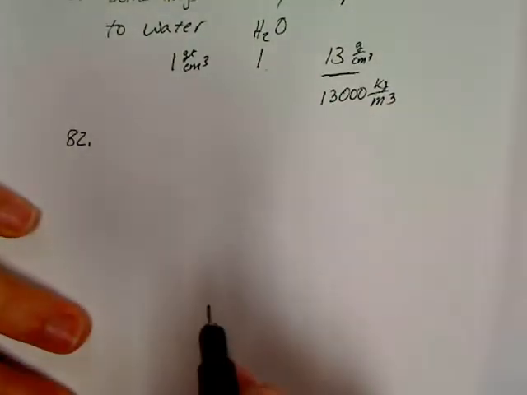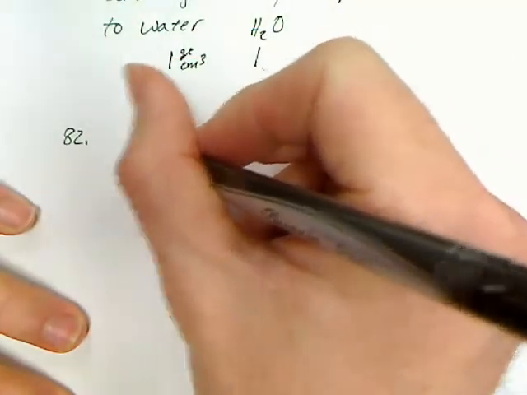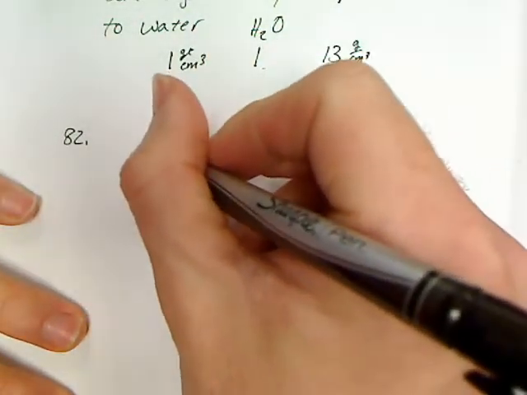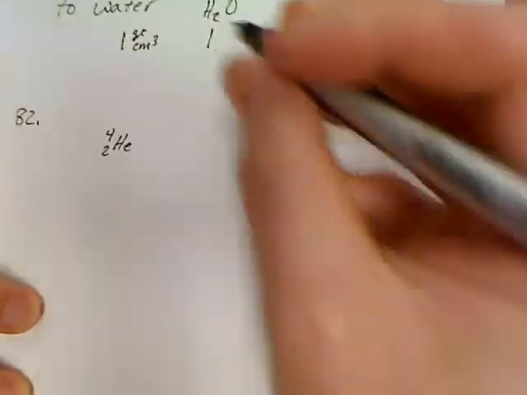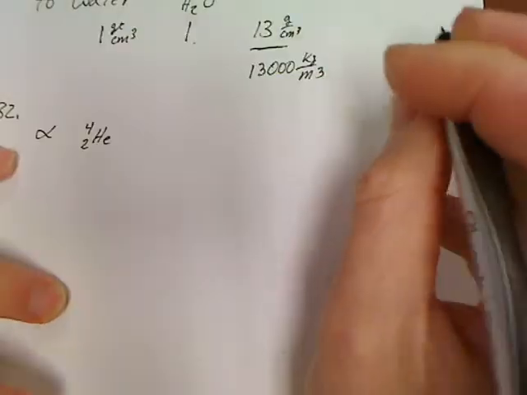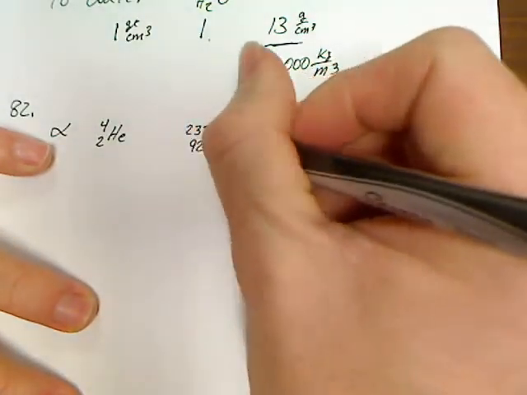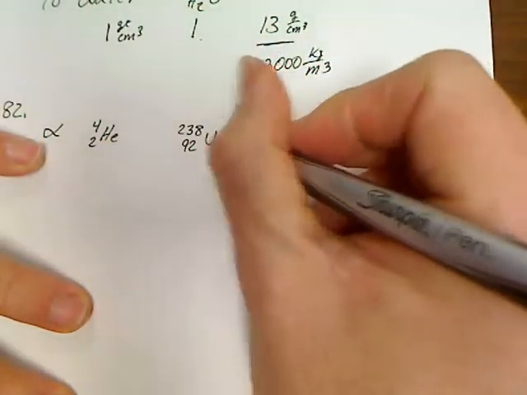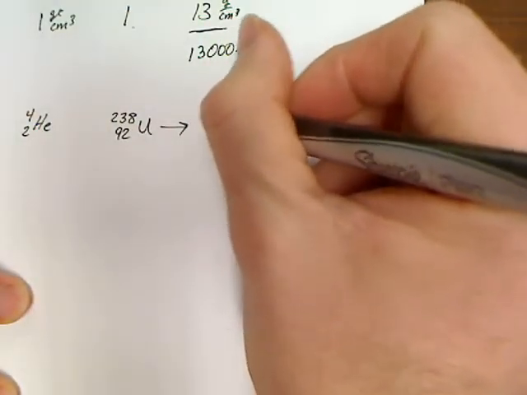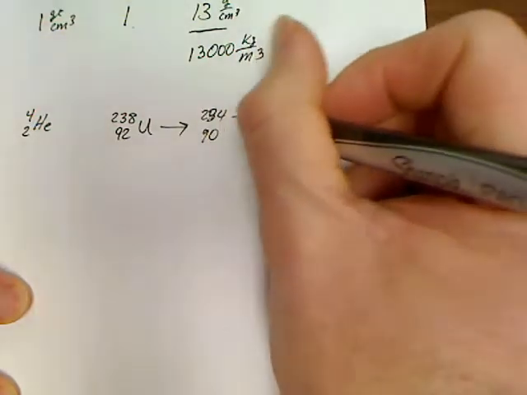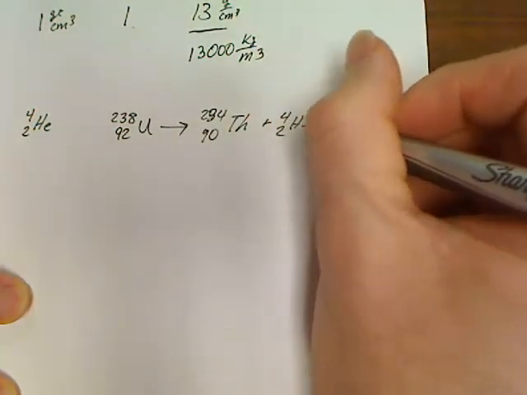82. Difference between alpha and beta decay. Alpha decay is where you take your initial nucleus and you lose 4/2 He. So in alpha decay, if you started with like a 238/92 piece of uranium, you're going to be left with a 234/90 piece of thorium and that 4/2 particle.